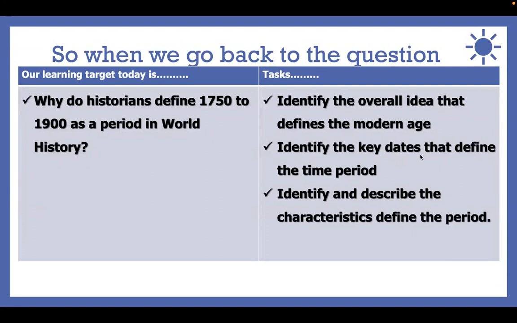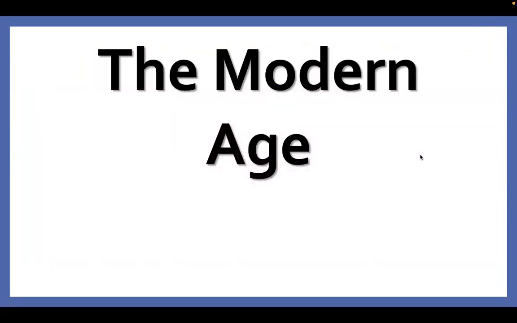So as you go through this video, you're going to be taking notes. And these notes should focus on accomplishing these three tasks: identifying the overall idea, identifying the key dates, and finally identifying and describing the characteristics. So when we begin, we have to kind of look at the overall things. The modern age, between 1750 and 1900, historians call this time period the modern age.